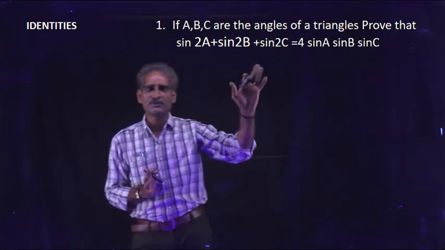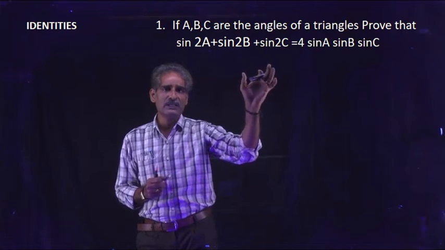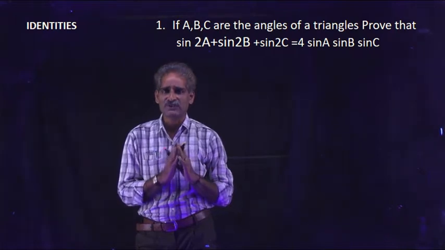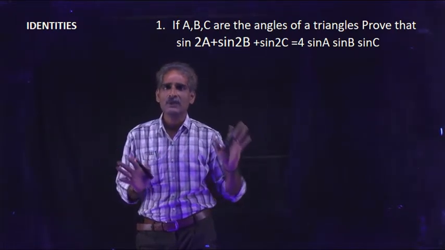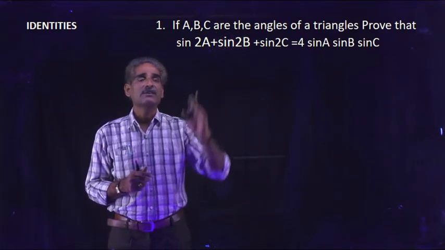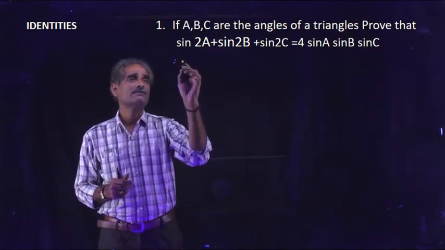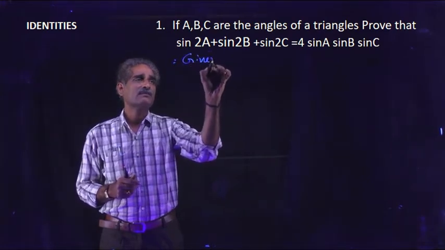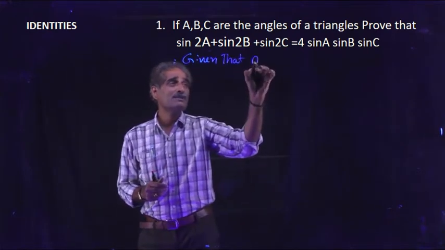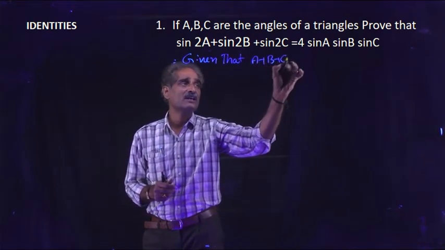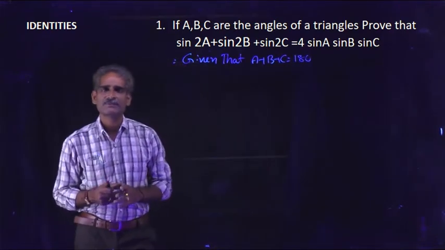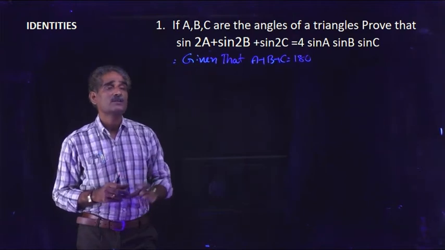This is the first problem. If you observe clearly, you can do all the remaining problems with the help of the same process. Here, the angles A, B, C are the angles of a triangle. That means we are given that A plus B plus C is equal to 180 degrees, otherwise pi. Okay, so next take LHS.